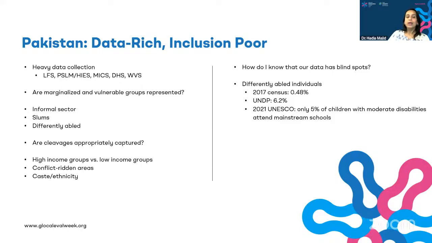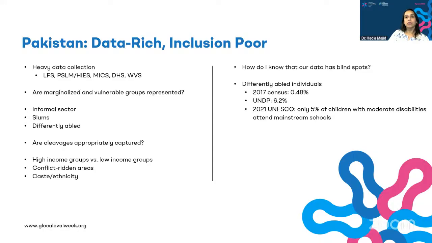The issue is that the marginalized and the vulnerable groups are not necessarily represented in all of these national surveys that are run. If you look at the informal sector, it's not very well surveyed. Slums are regularly left out, differently abled individuals. We know that, and I talk about how we know all of this, differently abled individuals are also left out.